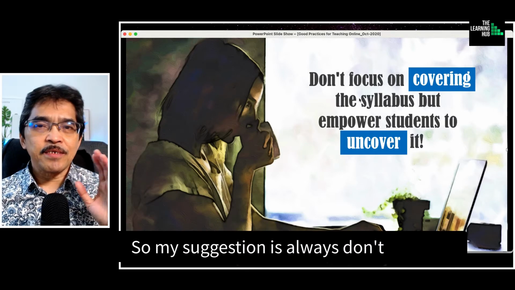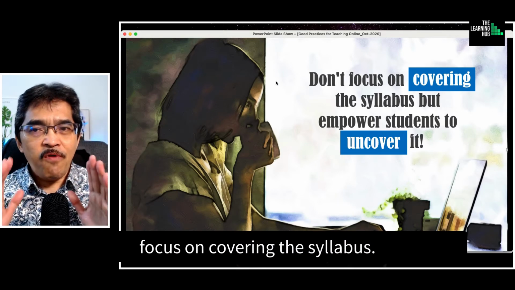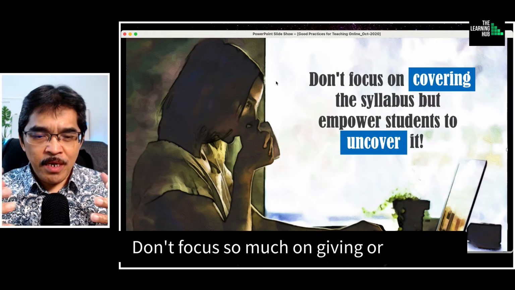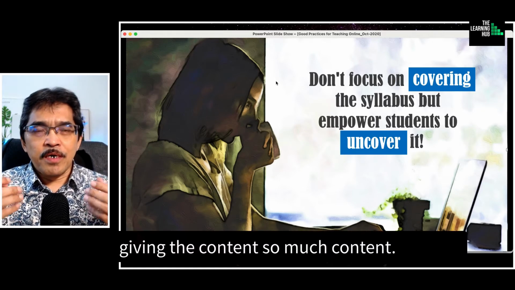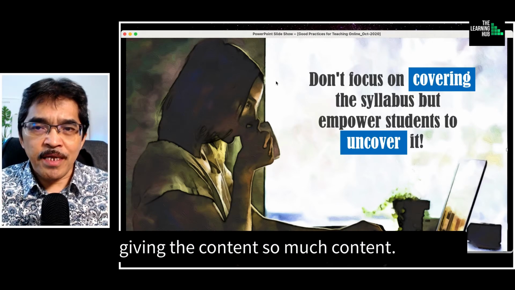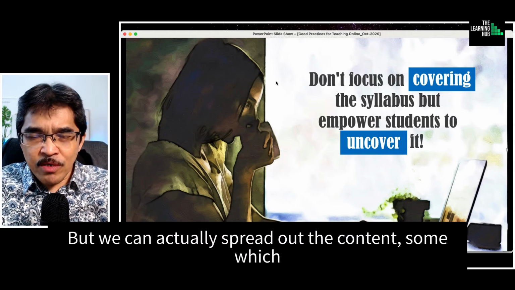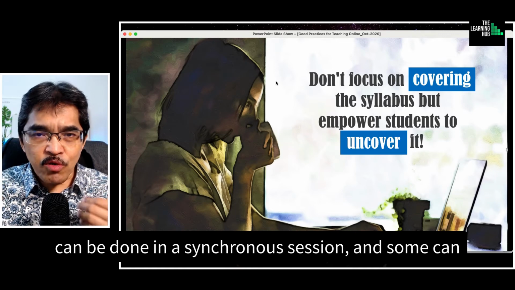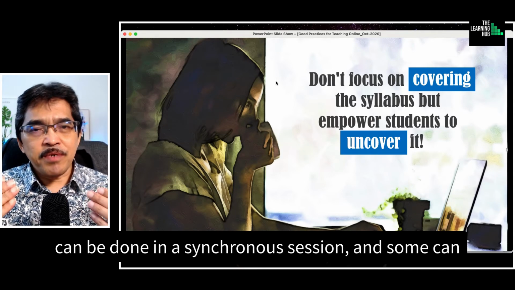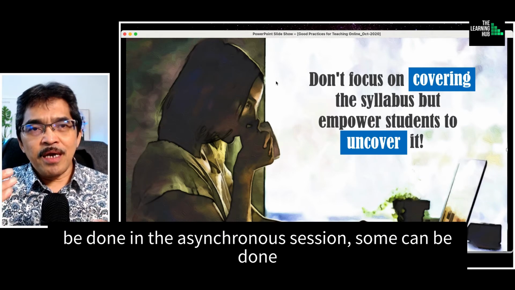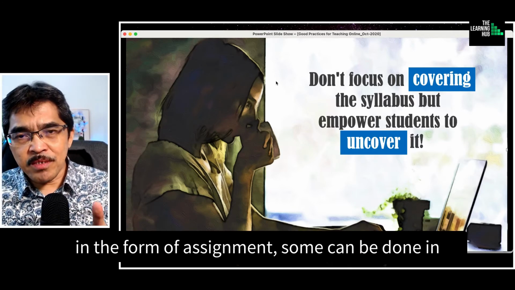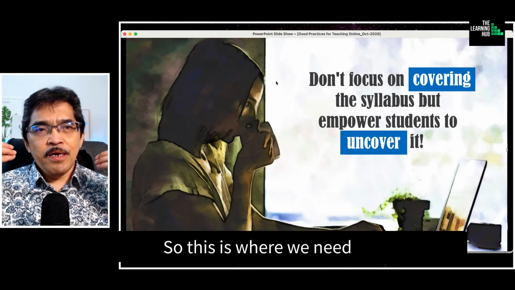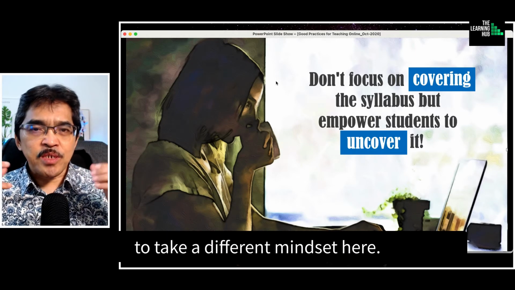So my suggestion is always, don't focus on covering the syllabus. Don't focus on giving so much content, but we can actually spread out the content. Some can be done in a synchronous session, and some in the asynchronous session. Some can be done in the form of assignments, some in the form of self-learning, and so on. So this is where we need to take a different mindset.